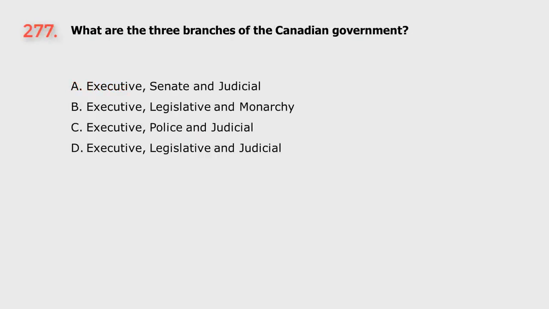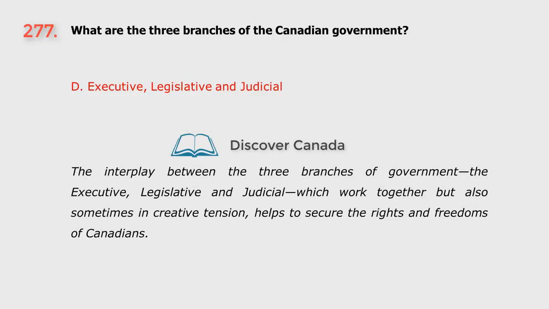Question 277. What are the three branches of the Canadian government? A. Executive, Senate and Judicial. B. Executive, Legislative and Monarchy. C. Executive, Police and Judicial. D. Executive, Legislative and Judicial. The answer is D. Executive, Legislative and Judicial.